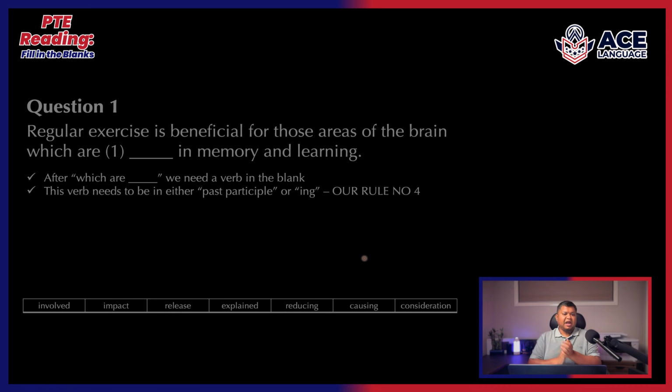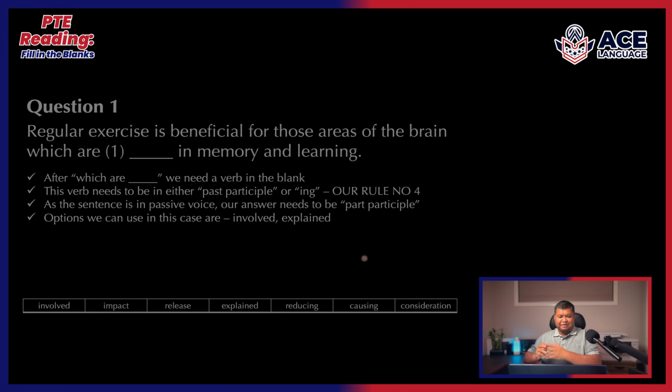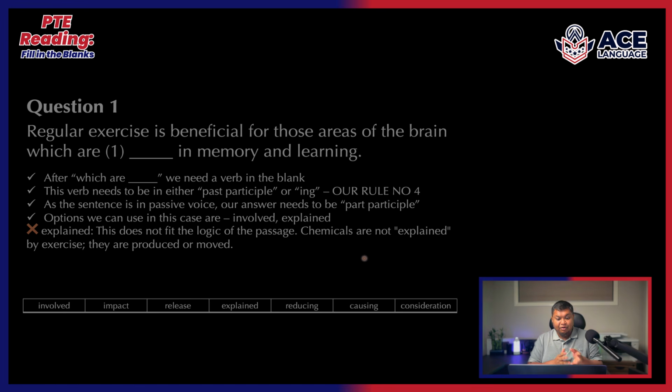Remember our rule number 4. Which one should I use? Again, this is not in active voice, this is in passive voice. So I need a third form or past participle form of the verb, right? That means my options that I can use here are involved and explained. Now, why explained cannot be my answer? Because this does not fit the logic of the passage. Chemicals are not explained by exercise. They are either produced or moved, right? That's why my answer will be involved.